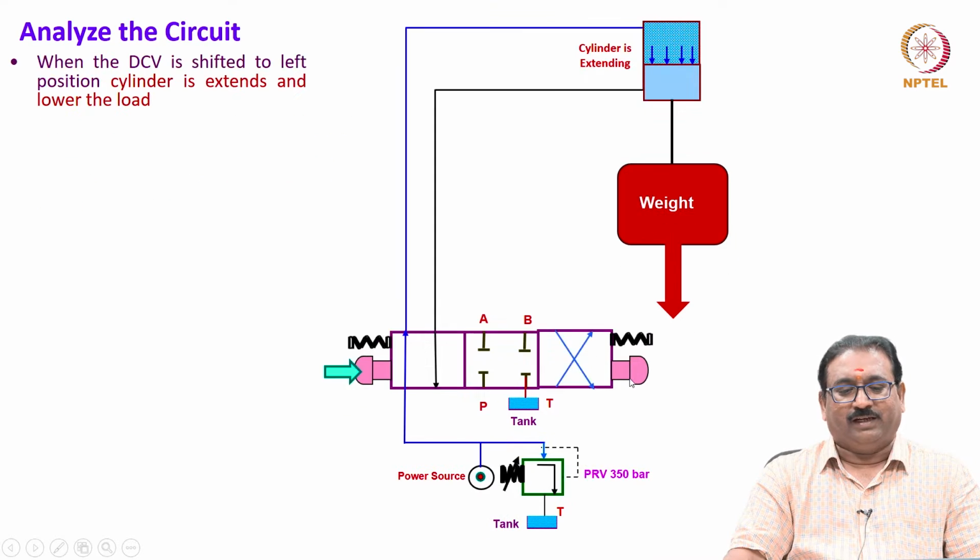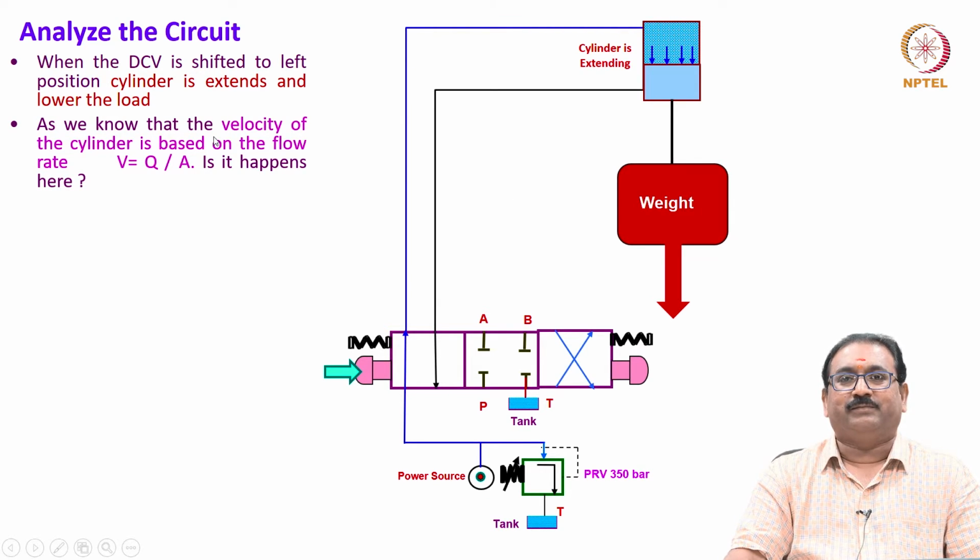Now, what happens, friends, here? When the DCV is shifted to the left configuration, the pump flow is going to the head side, and from the tail side it is going to the tank. The load should move, correct? As we know, the velocity of the cylinder or the actuator is based on the flow rate. This is a condition, meaning what? V equal to Q by A. How much flow is coming, it should move with that velocity. Does it happen here?